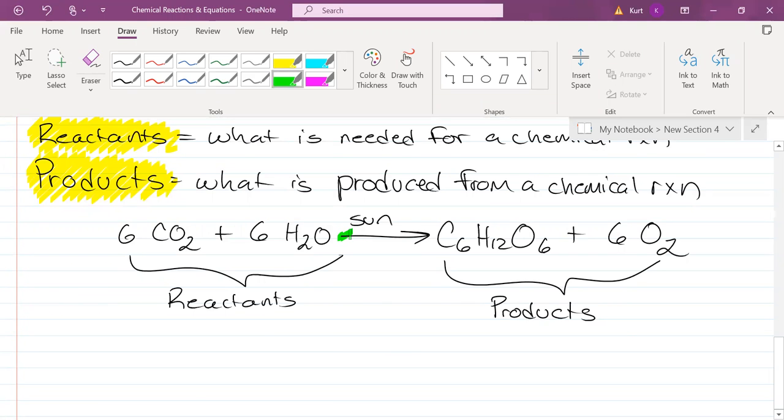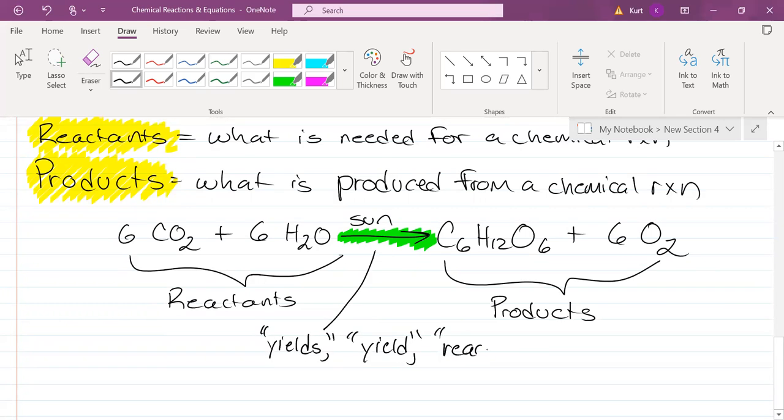Now, this guy right here, that arrow, here are things that you can say. It is not equals. If you ever say equals, I'm going to correct you. It is not equals. You can either say yields. You can say yield. Or you can say react to produce. Don't say equals, ever.